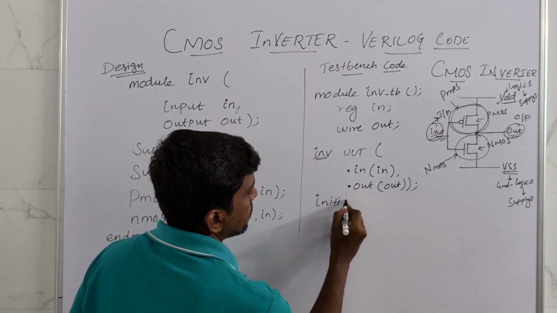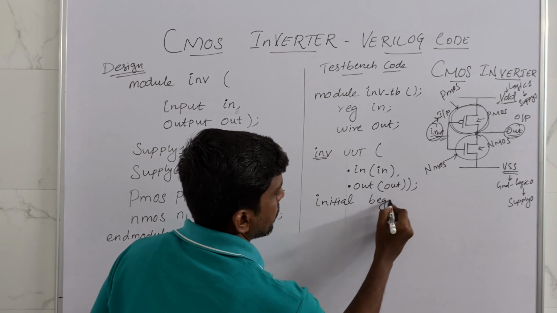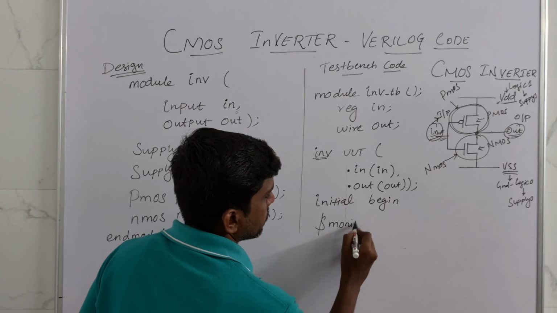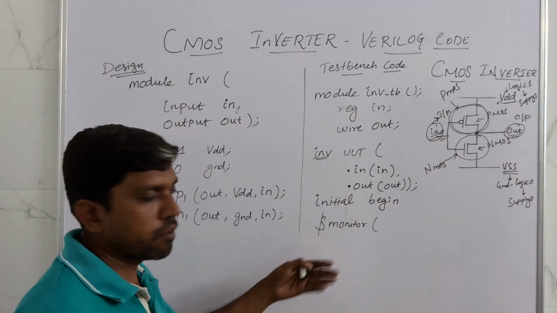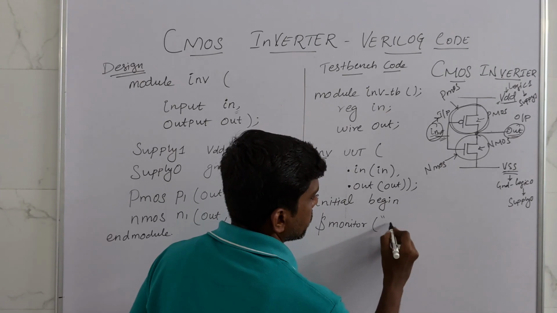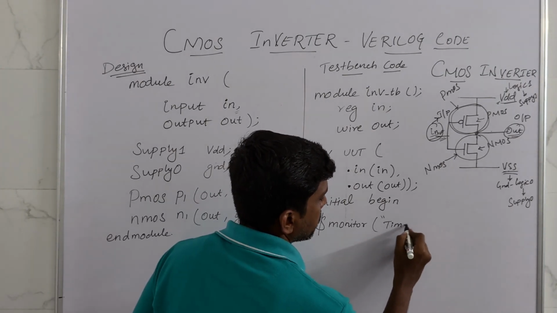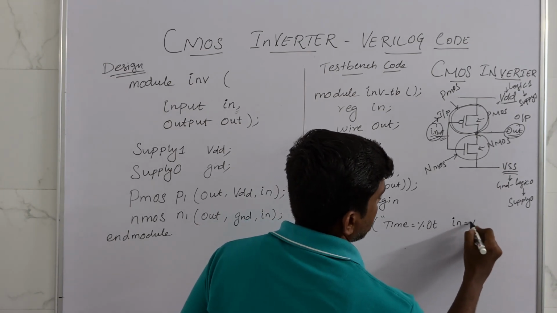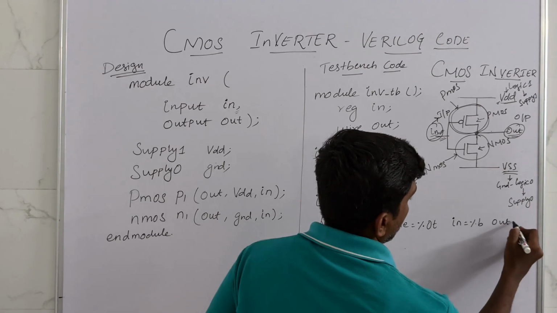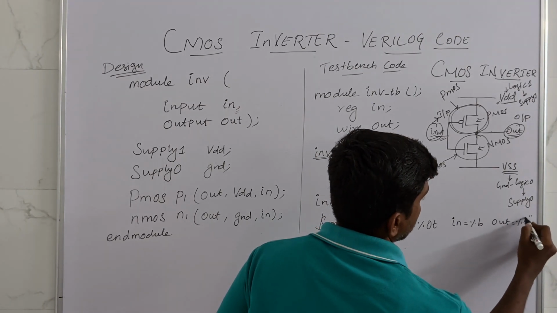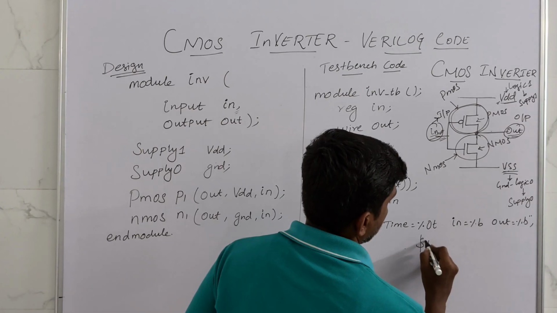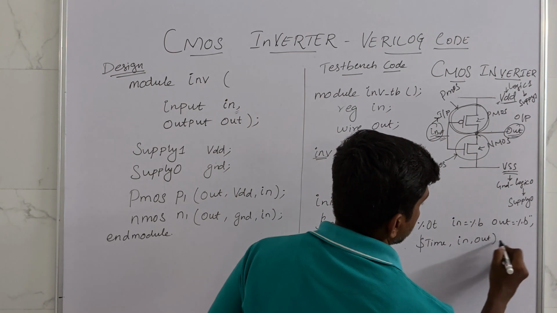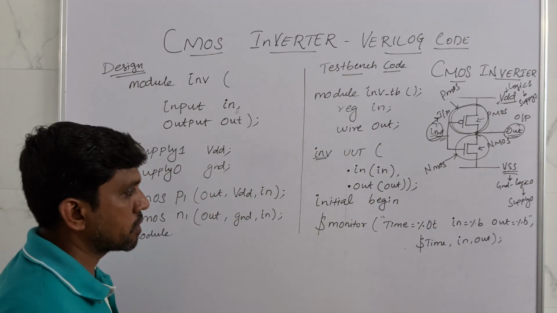Then next, initial begin, then $monitor. I need to monitor each and every step. So $monitor, time equal to %0t, then in equal to %b, out equal to %b, $time, comma, in, comma, out. So it's a monitor statement.